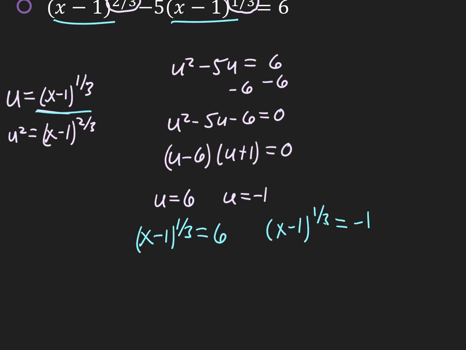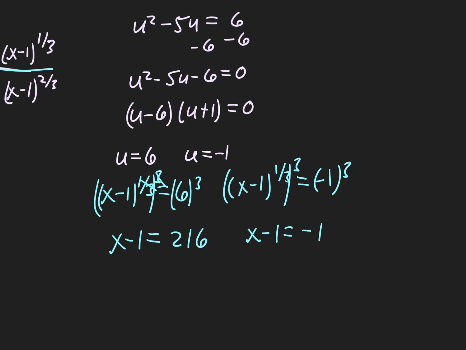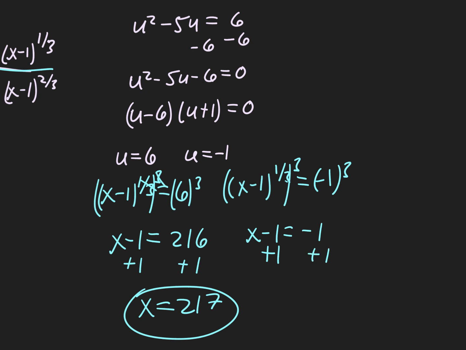To get rid of that 1/3, I can cube both sides, and we end up with x minus 1 equals 216. I can do the same thing over here, cube both sides, and I get x minus 1 equals negative 1. Adding 1 to both sides over here, I get x is 217. Adding 1 to both sides over here, I get x equals 0.